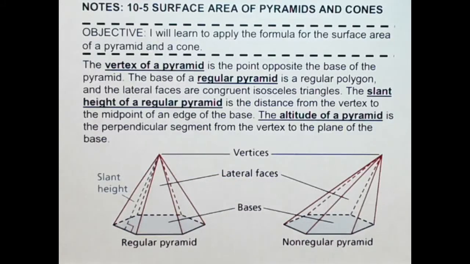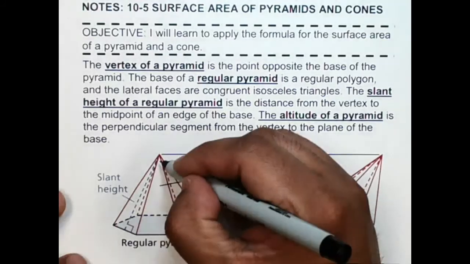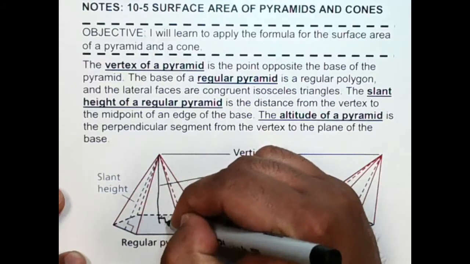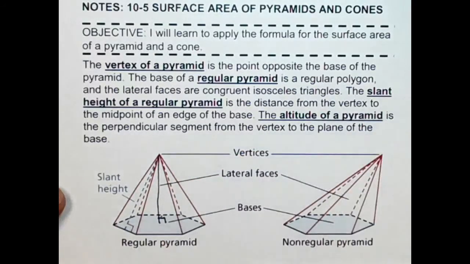The other thing is the altitude of a pyramid is the perpendicular segment from the vertex to the plane of the base. So if it's a regular pyramid, that's going to come straight down the inside of a pyramid at a 90-degree angle. If it's a non-regular pyramid, then it's going to come out somewhere not on the center. So it might come down kind of something like this, where the height would be out somewhere from the center of the base.